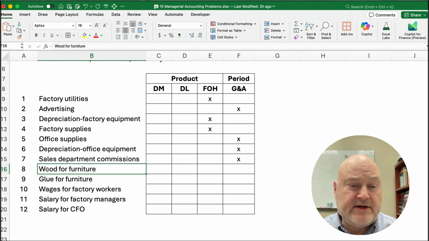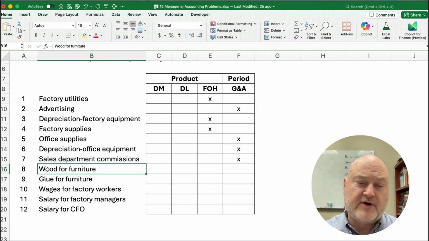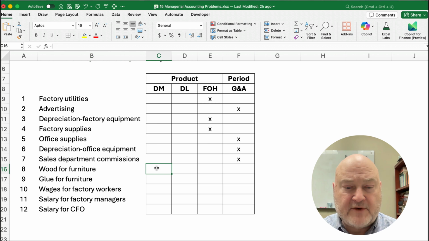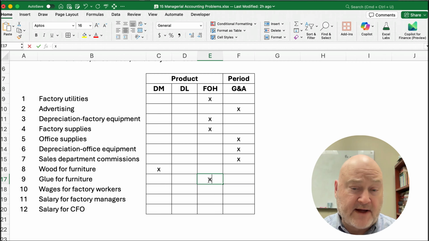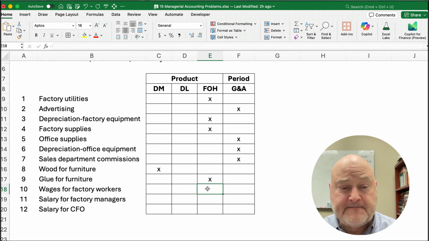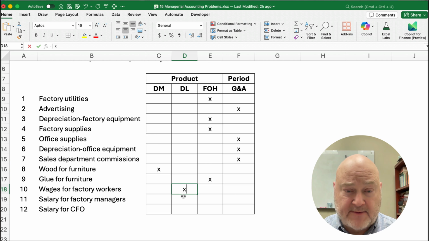What if we have wood for furniture? Now we're making classic kind of wood furniture, desks and tables and chairs, then that would be part of direct materials. Now what about glue for furniture? Well, glue for furniture is probably going to be an indirect material, so therefore that is by definition factory overhead or manufacturing overhead. What about wages for factory workers, people actually working on the product? That would be direct labor.